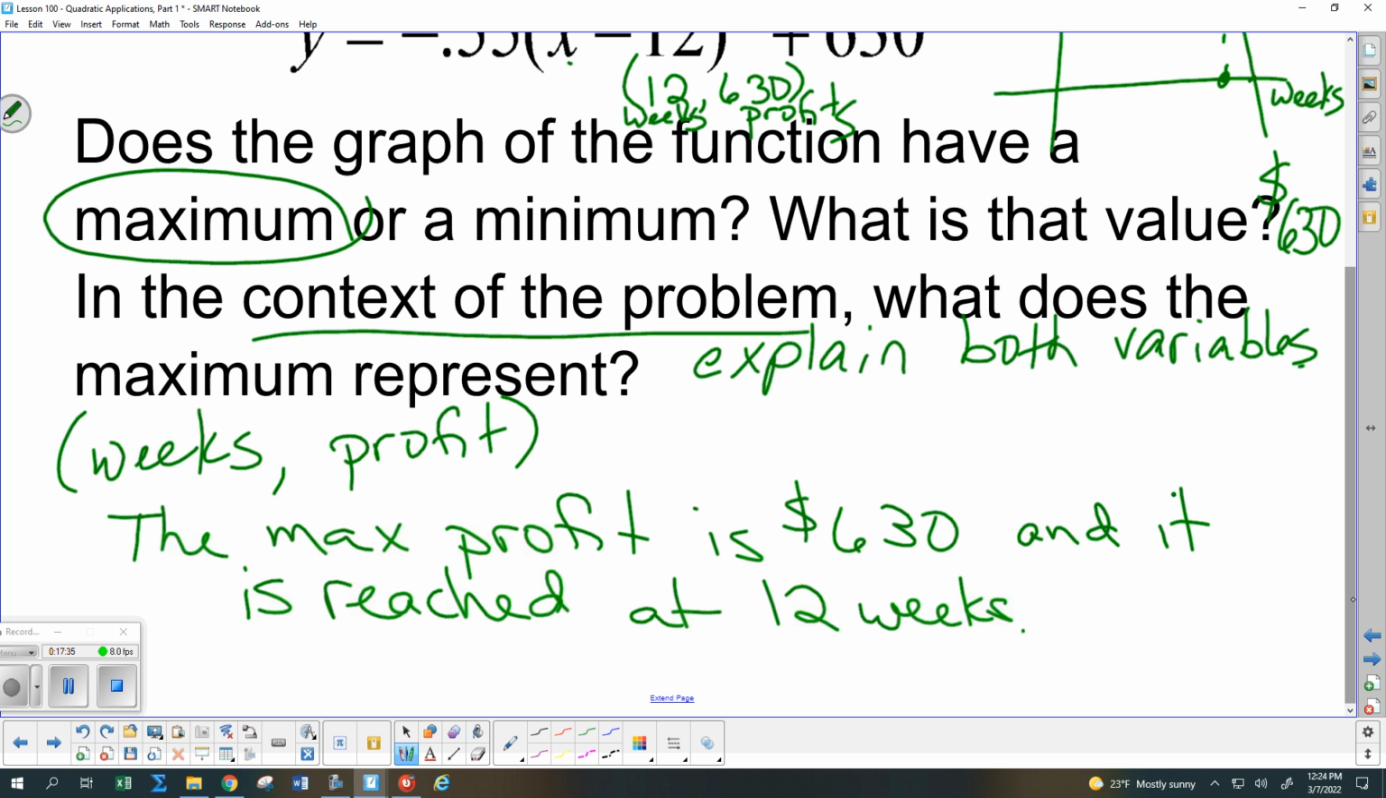I'm not sure I'd want to start up a company if it's going to reach its maximum profit after only 12 weeks. I'd probably want it to keep improving and improving for a number of years if I were going to start a company. Questions from anybody?